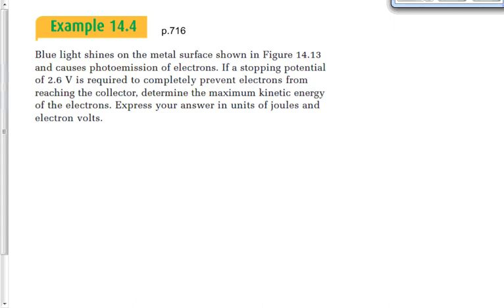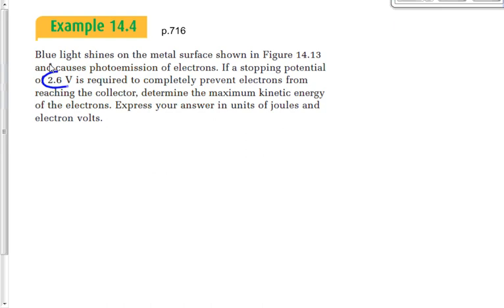Let's try a problem here, 14.4 on 716. It says blue light shines on the metal surface. Who cares what the metal surface looks like, right? Shown on a metal surface and causes the photoemission of electrons. In other words, electrons are ejected. The photoelectric effect takes place. In other words, the blue light is above the threshold frequency. The blue light is below the threshold wavelength. There's a stopping potential difference, or stopping potential of 2.6 volts to completely prevent electrons from reaching the collector. In other words, to completely stop the electrons. We want to find EK max in joules and electron volts.